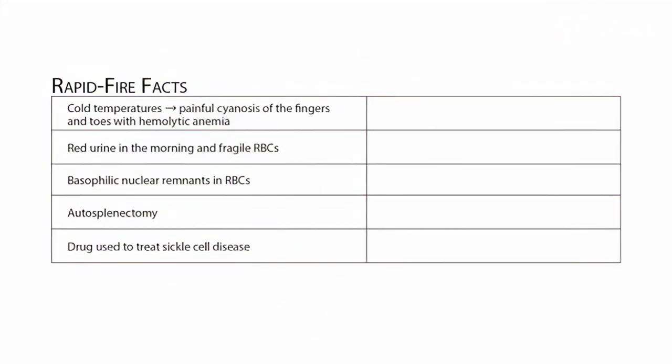And then we have some rapid fire facts. So cold temperatures lead to painful cyanosis of the fingers and toes with hemolytic anemia.